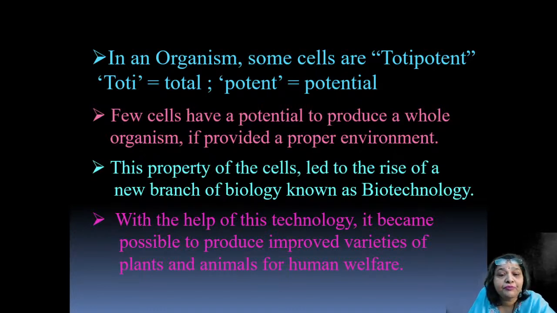Whereas because of this property called the totipotent property of a few of the cells, a new branch of biology slowly started developing, which we call biotechnology. With the help of this technology, it has become possible to produce improved varieties of plants as well as animals for human welfare. Whatever we study, whatever we try to use, whether in various fields of science, is for human welfare, remember, okay? Human welfare only, and the welfare of mankind only.